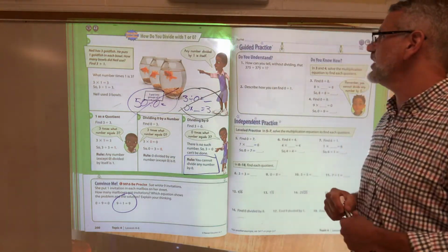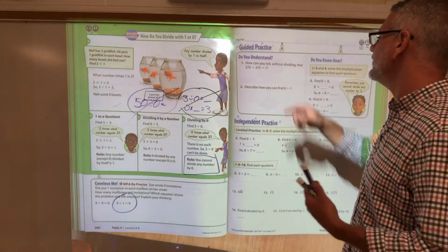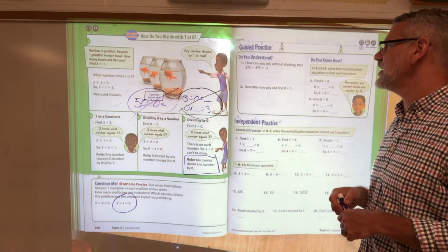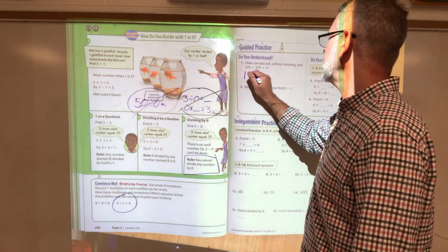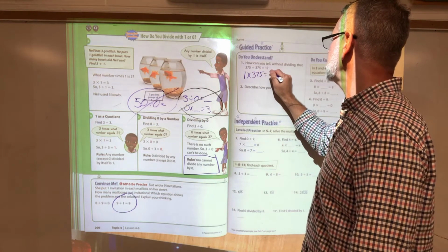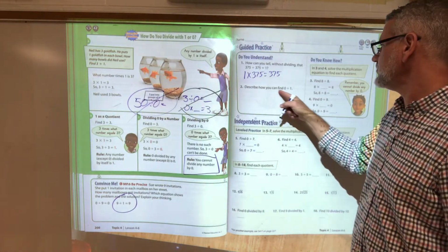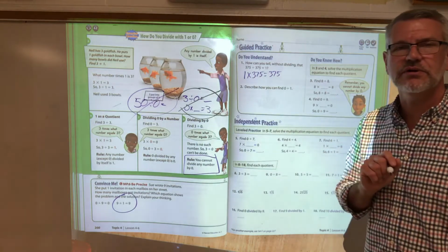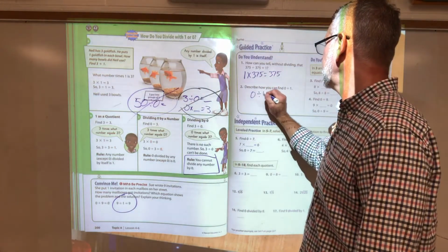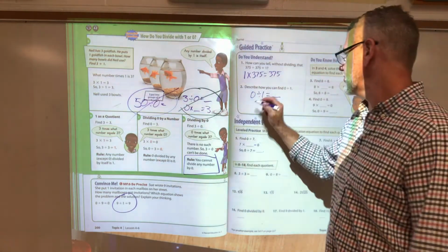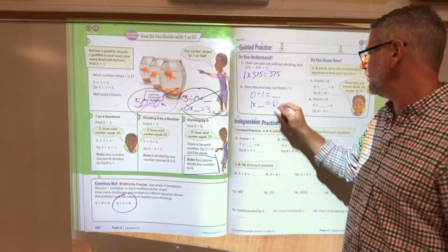Up here to the guided practice. Do you understand? How can you tell without dividing that 375 divided by 375 is 1? It's because we know that 1 times 375 equals 375. The identity property of multiplication. Describe how you can find 0 divided by 1 equals what? Now we can do that. Remember, you can say 0 divided by something, because you're going to take that, flip it around. The fact family will be 1 times something equals 0. And we know that it's going to be 0.